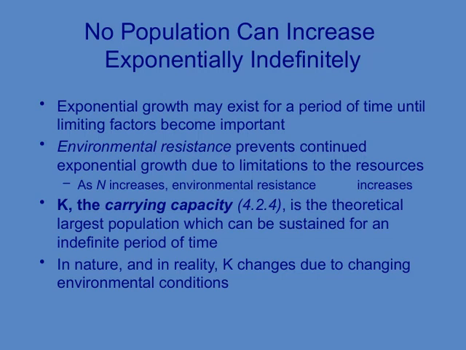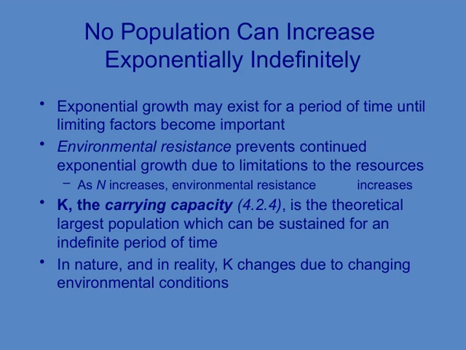No population can increase exponentially forever. While exponential growth might happen for a certain period, eventually, limiting factors come into play and slow things down. These limiting factors are what we call environmental resistance. They prevent populations from growing endlessly because resources like food, water, and space become scarce as the population increases. As the number of individuals, or N, gets larger, this environmental resistance also increases.